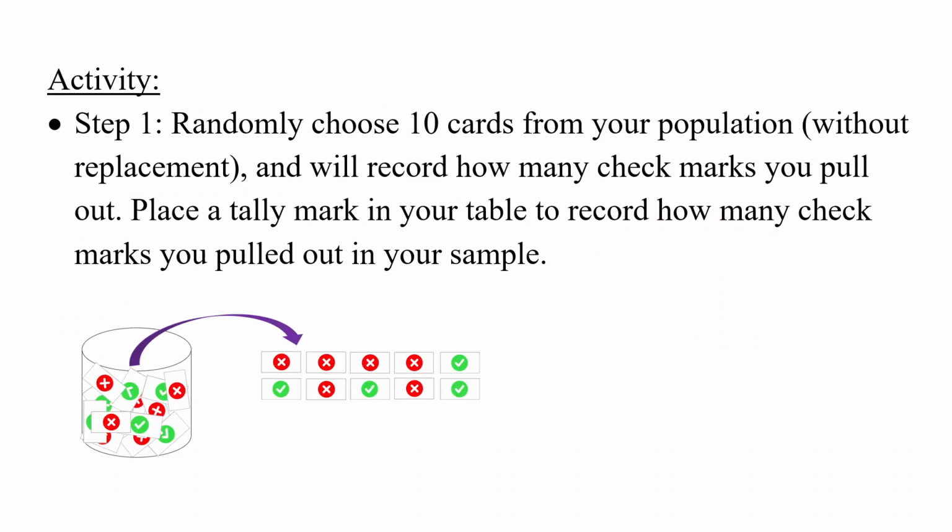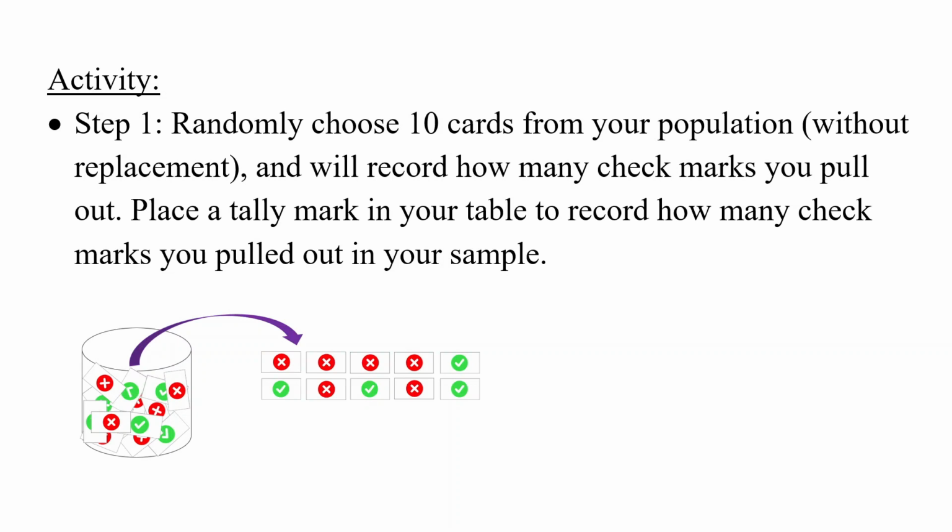We're not going to be taking data yet. I just want to explain what the activity is going to look like. So from our cup of 100 cards, we're going to randomly choose 10 cards from this cup without replacement. So we pick out 10 cards and we don't put them back after we have picked. So if we pick one, then we pick the second one without replacing the first one.